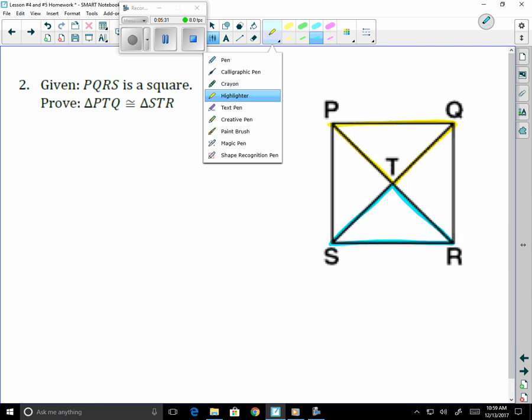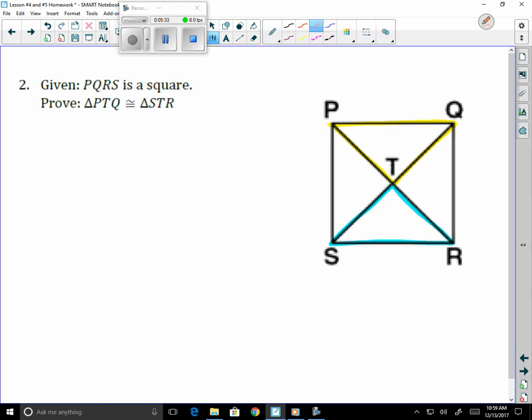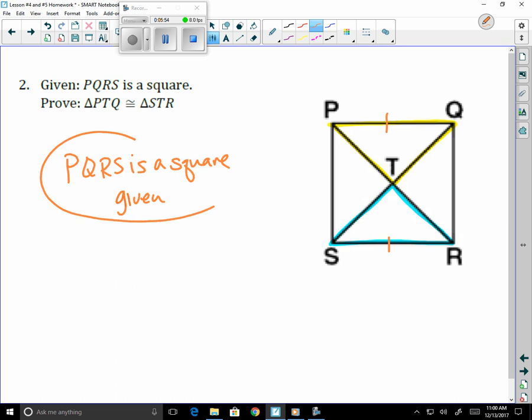So those two triangles have two sides that are congruent, here and here. I know that because in a square, all of the sides are congruent. So this first given, PQRS is a square, tells us that PQ is congruent to SR because in a square we have 4 congruent sides.